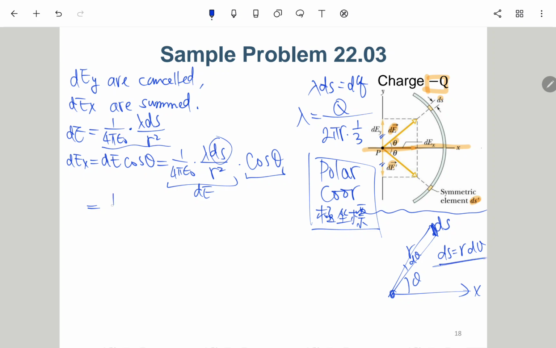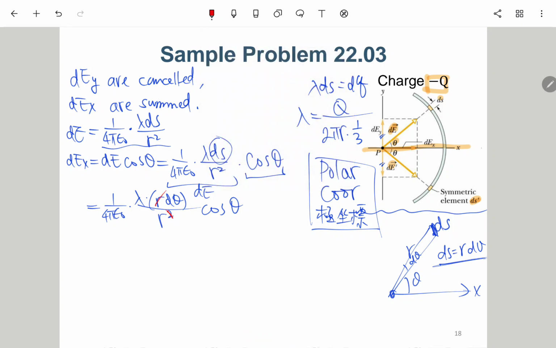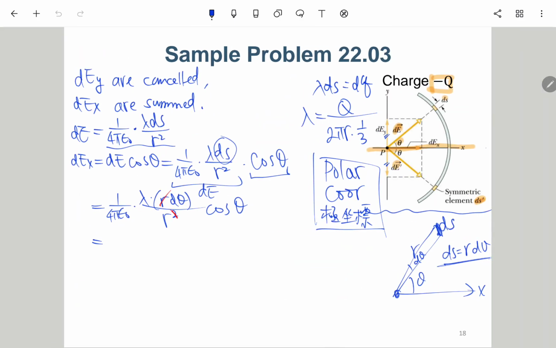So with this substitution of variable, we have 1 over 4 pi epsilon naught times lambda, and then ds will be r d theta, and then over r squared, and then cosine of theta. So here r and r squared can be partly cancelled, and finally it becomes 1 over 4 pi epsilon naught, and then lambda d theta over r, and then cosine of theta.